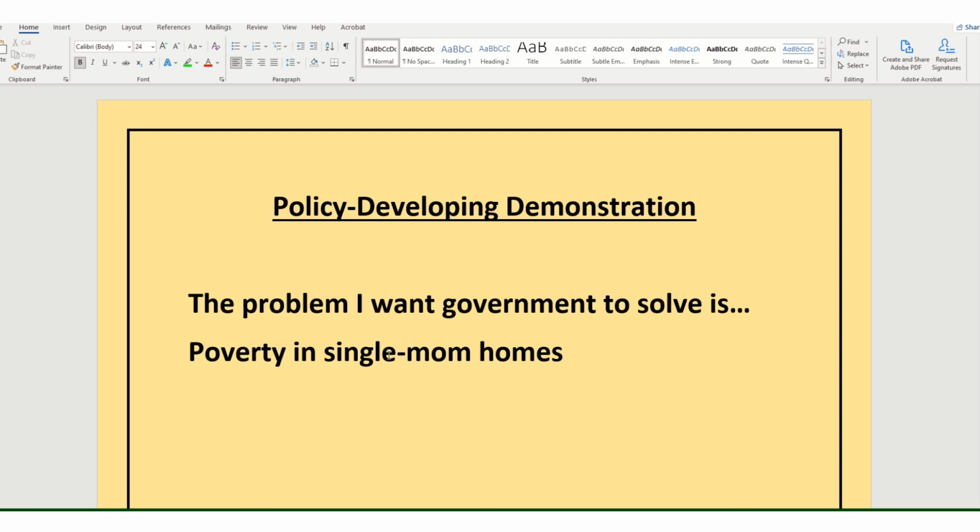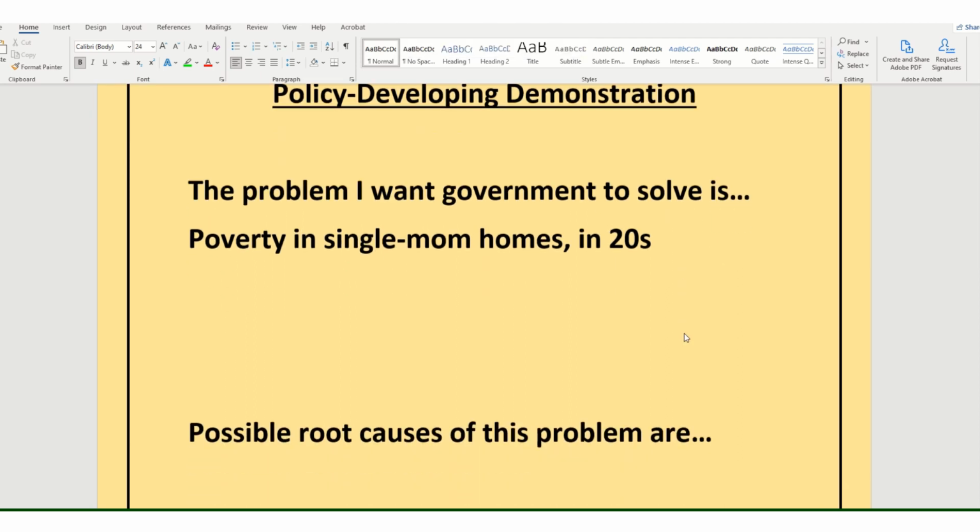So poverty in teenage or in single mom homes in their 20s. So we're not talking about older single moms. We're not talking about teenagers. We're talking about single mom homes in the 20s. And again, this demographic is where, if you're going to see poverty in the United States or poverty in Texas, this is where it's going. This is where you're going to find it.